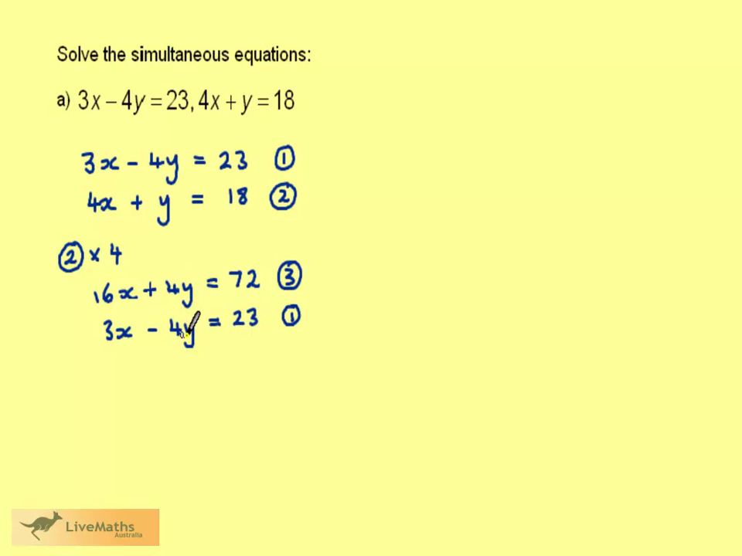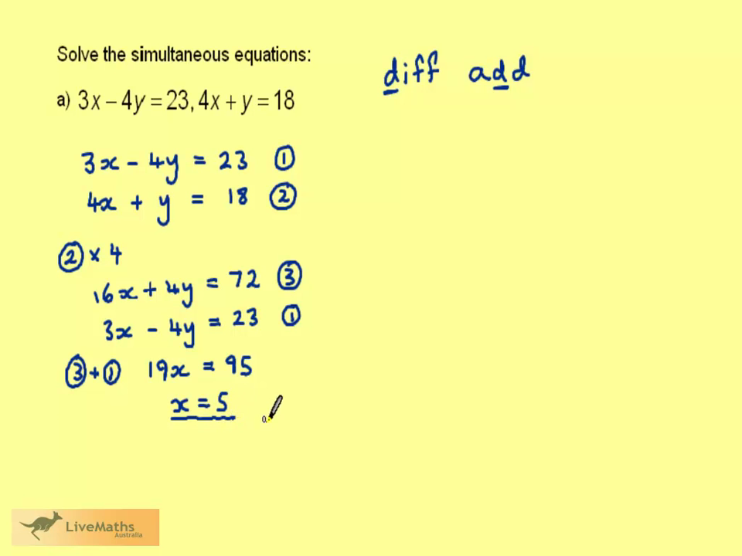We now have the same number of y's, and the signs are different. Different signs means we add. So doing equation 3 plus equation 1, 16x plus 3x is 19x. The y's of course disappear, and 72 add 23 is 95, giving us x equals 5.